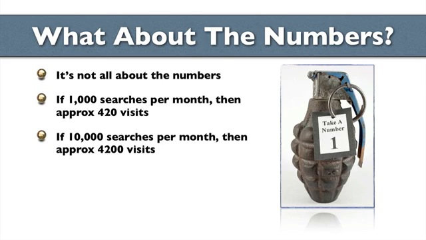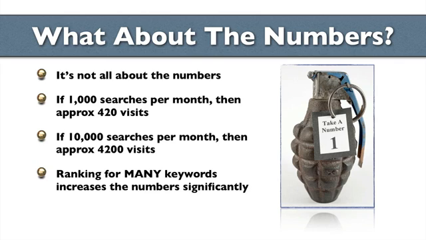But as I've told you, the focus is not niche marketing. It's about authority blogging. It's about becoming an authority in your niche. And as a result of that, you want to be ranking for many keywords because that increases the number significantly. So if you're ranking for that main keyword and you're getting 4,200 visits, and you're ranking for 50 other keywords that are giving you different numbers of visits, that can bring a significant amount of traffic.